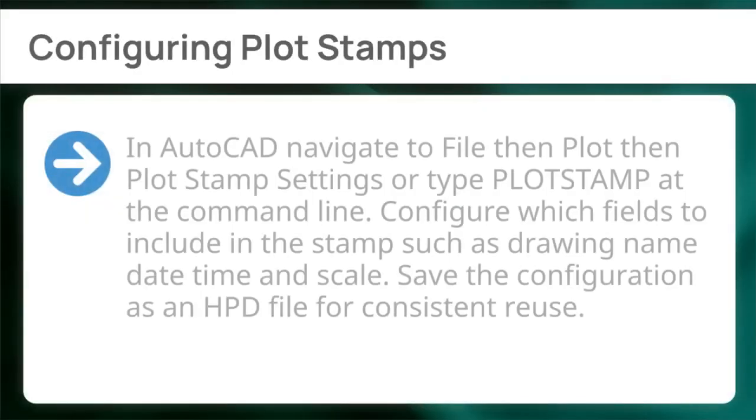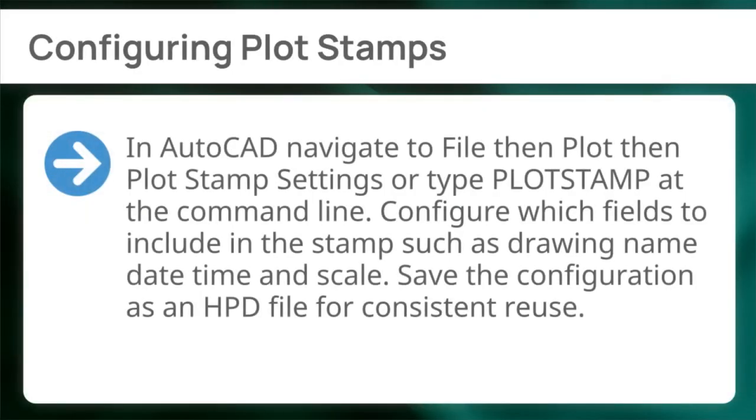First, configuring plot stamps. In AutoCAD, navigate to File, then Plot Stamp Settings, or type Plot Stamp at the command line. Configure which fields to include in the stamp, such as drawing name, date, time, and scale. Save the configuration as an HPD file for consistent reuse.